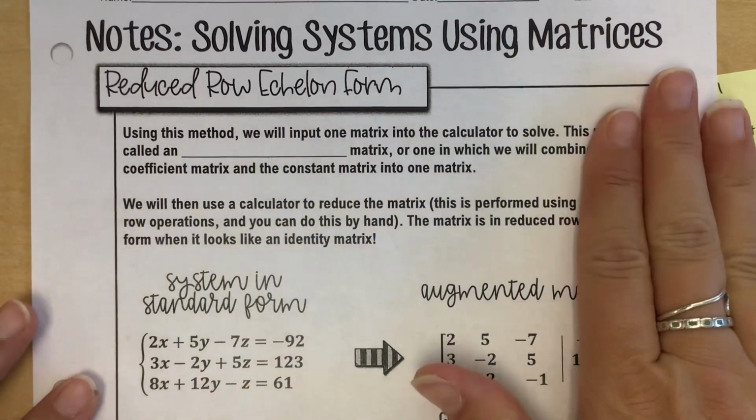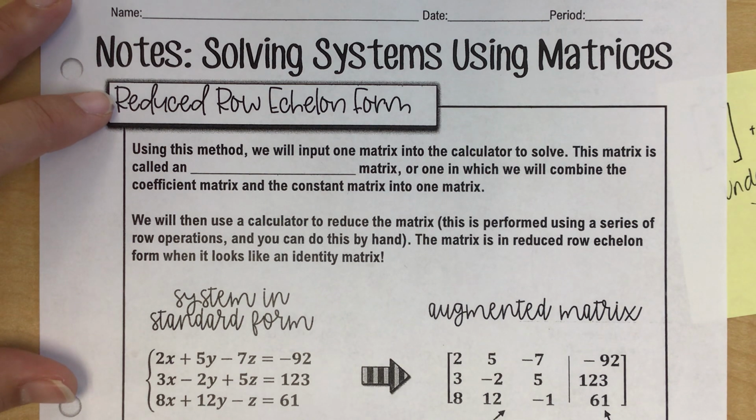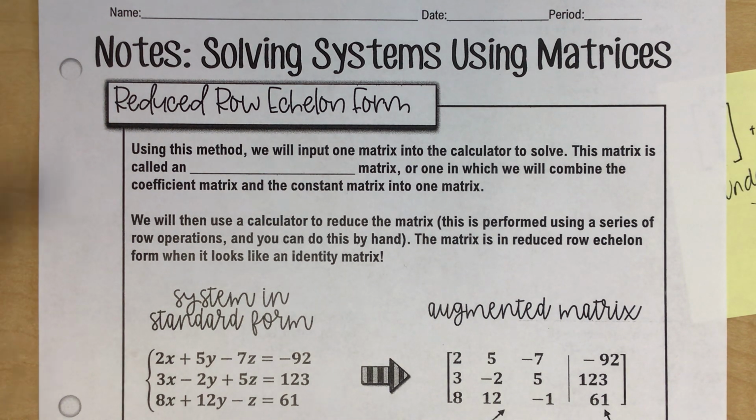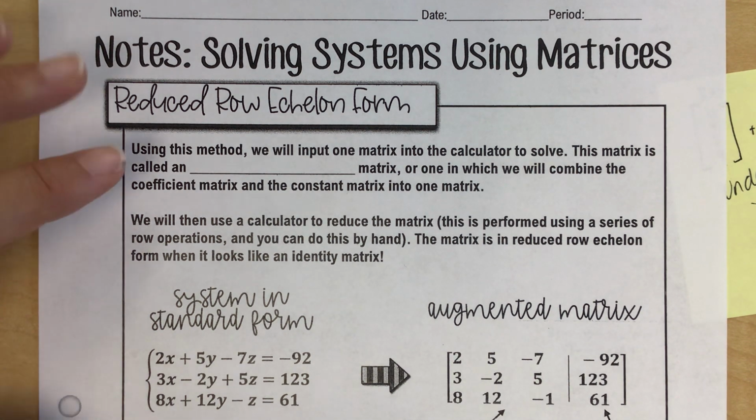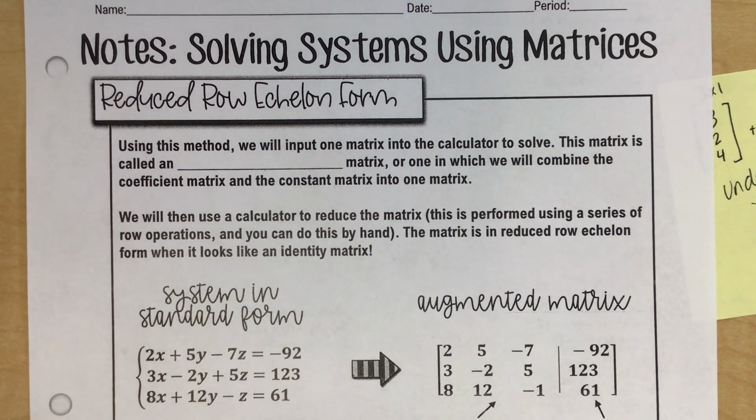On the other side of this paper, what we're going to be using is called reduced row echelon form. All right, so it's a really complicated process. You can do it by hand. What's happening is it's doing a series of row operations. It's kind of complicated. I was going to show you a video on what the calculator is doing for you, but it's kind of complicated and confusing.